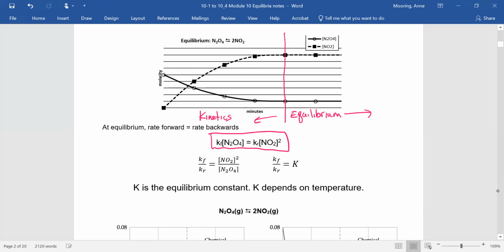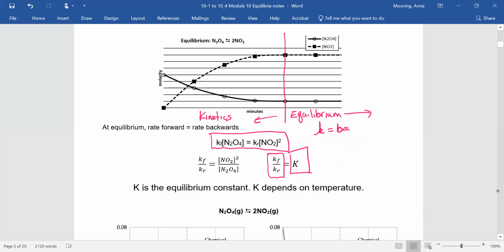What we're going to do is rearrange so that all of our constants are on the same side. And when we do that, we get Kf over Kr, this is the kinetics constant, equals [NO2] squared over [N2O4]. Then we can take these two, since they are both constants, and make them one big constant. K is the equilibrium constant. K depends on temperature.